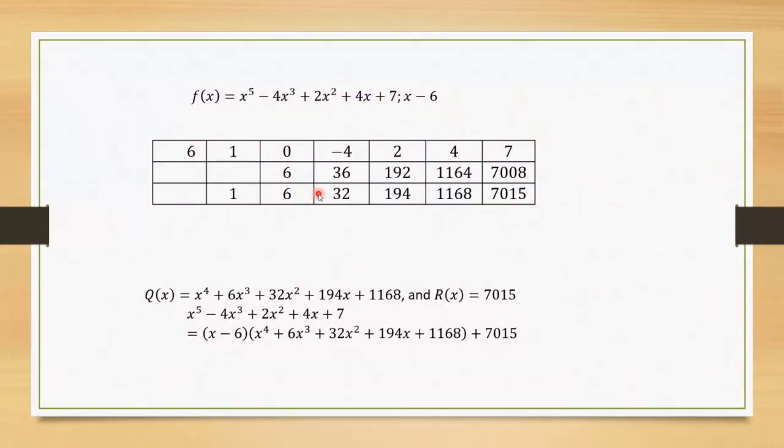You could do the calculation on a calculator. Some of these I did with a calculator. 6 times 32 is 192. Add 2, you get 194. Times 194, that's 1,164. That I definitely did on a calculator. You can add 4 to that to get this. The numbers are changing, but the process is basically the same. 6 times this number here, 7,008. We add 7, and we get this.